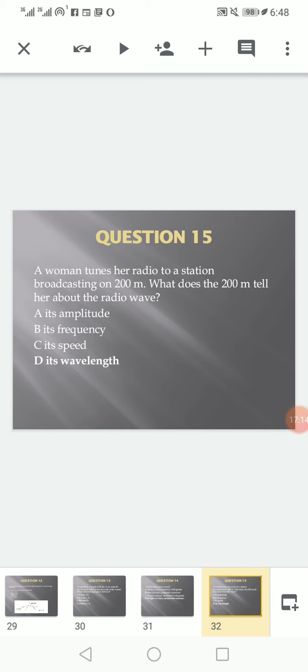A woman tunes a radio to a station broadcasting on 200 meter. What does the 200 meter tell her about the radio wave? It does not tell her about the amplitude, frequency, or speed, but it tells her more about the wavelength of the radio.